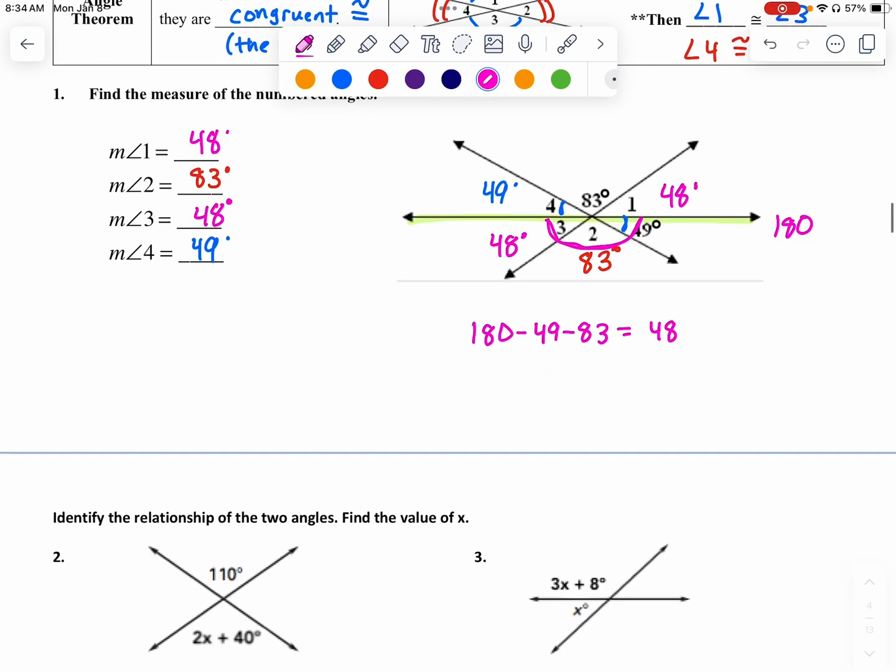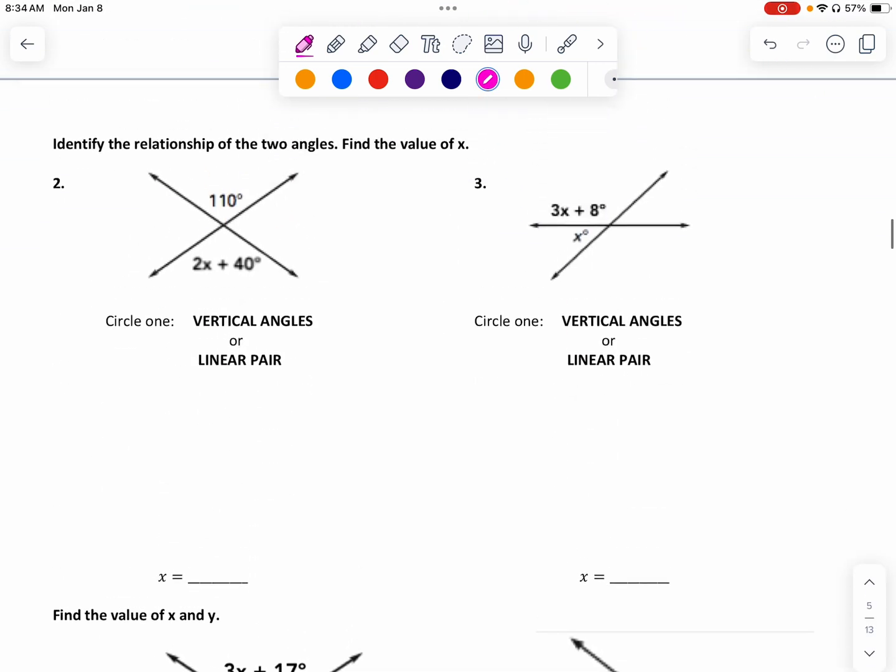All right, flip the page. So this one says, identify the relationship of the two angles, find the value of x. Okay, so looking at problem 2, they've given us 2 angles across from each other on an x. So I know that those have got to be vertical angles. And vertical angles we know are congruent. So we can set those two equal to each other. So we can do 2x plus 40 equals 110, and then solve that for x.